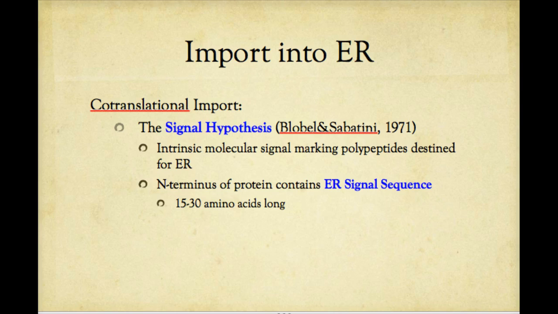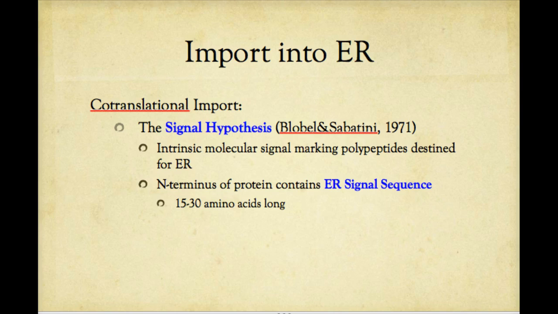Some of the early details of co-translational import were described by two scientists you should be familiar with, Blobel and Sabatini, back in the early 1970s. And these scientists came up with what we now call the signal hypothesis. What the signal hypothesis tells us is that the protein itself contains what we call a molecular signal that marks it as being destined for co-translational import into the RER.